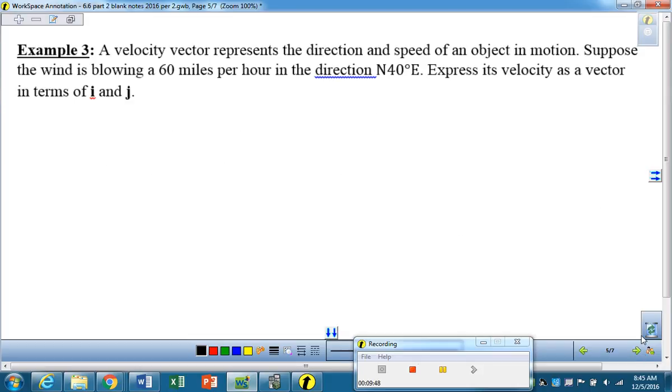All right, so thinking about that same thing, let's take a look at our next problem. This time we have a velocity vector representing the direction and speed of an object in motion. Suppose that the wind is blowing at, this is a typo here, the wind is blowing at 60 miles per hour in the direction north 40 degrees east. We're going to express its velocity as a vector in terms of i and j.